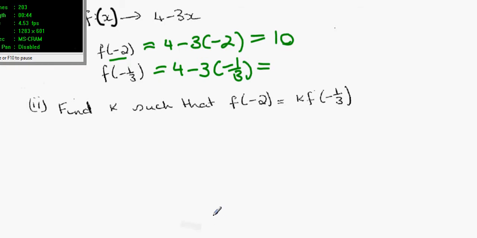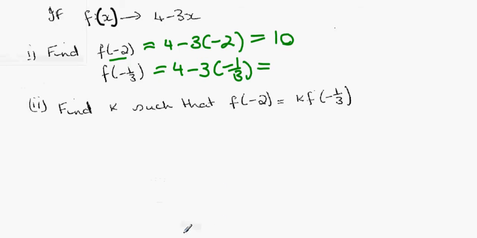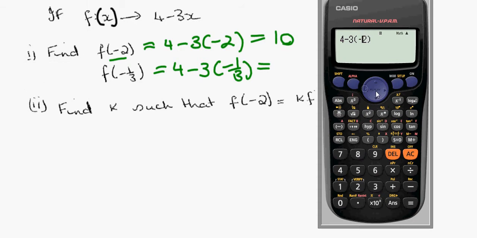So once again, you just go up to the calculator. And we're going 4 minus 3, and instead of 2 this time it's minus a third. So minus 1 over 3. What we got here is 5.